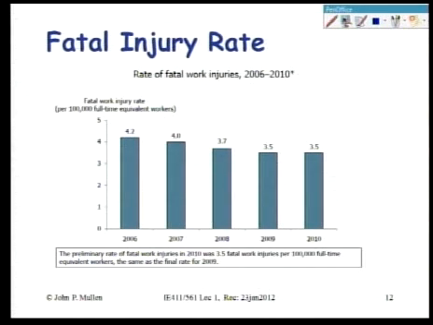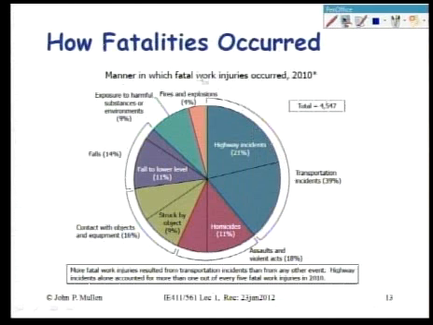Yeah. So let's look at some more figures. This is how fatalities occurred. You have the lovely pie chart, which always confuses people, because we never know whether it's the distance on the radius or the volume that matters. But we'll ignore that for now. What do we see here? What's our biggest problem?